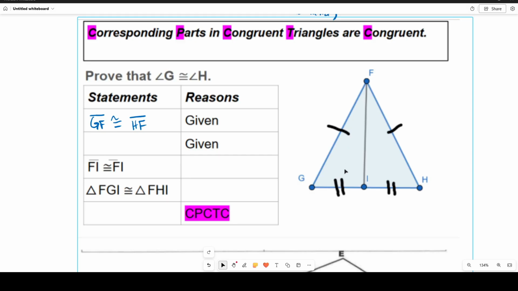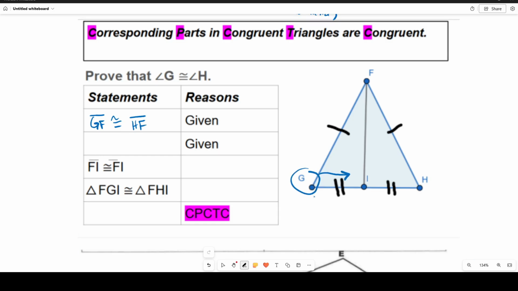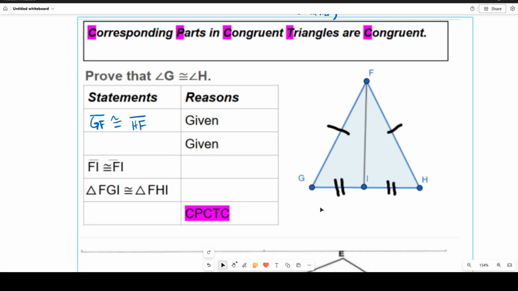Well, similarly, we can look at side 2, this side and this side. Well, this is side GI, and this is side HI. How you name your sides and your angles is very important, because saying GI is not necessarily the same as saying IG, because GI is starting at G and going to I. IG is starting at I and going to G. Well, when we're talking about corresponding parts, it matters which place we start, because not everything corresponds to each other.